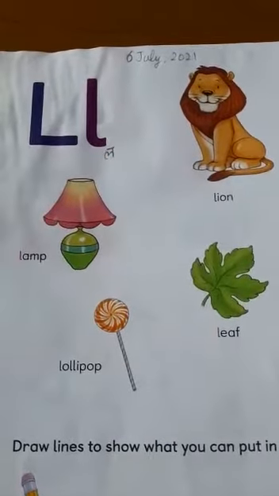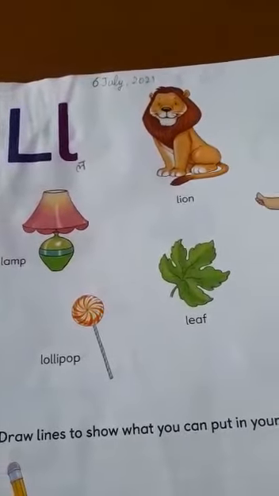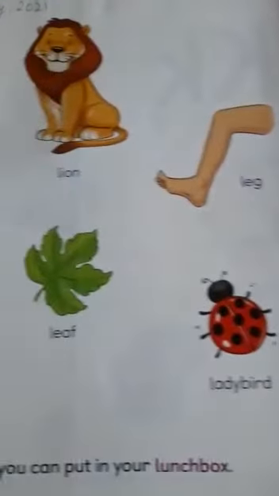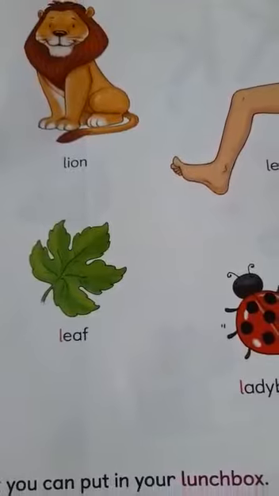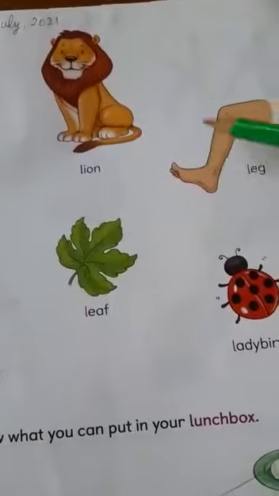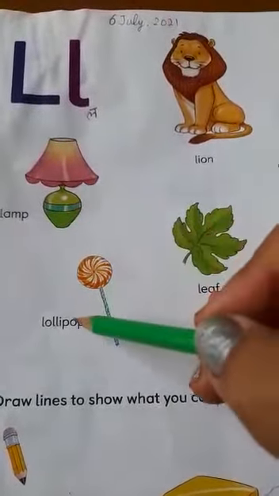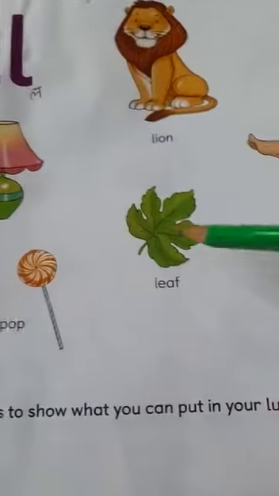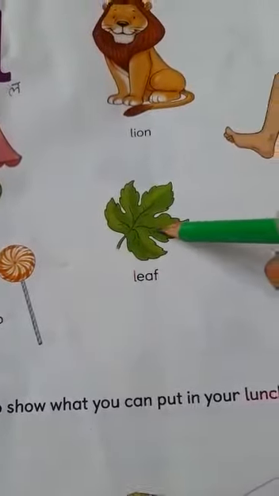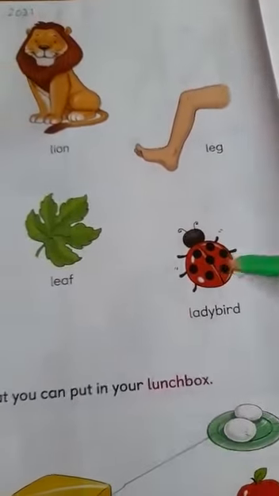Phonic sound of L is L. L for lion. L for leg. L for lamb. L for lollipop. L for leaf. L for ladybird.